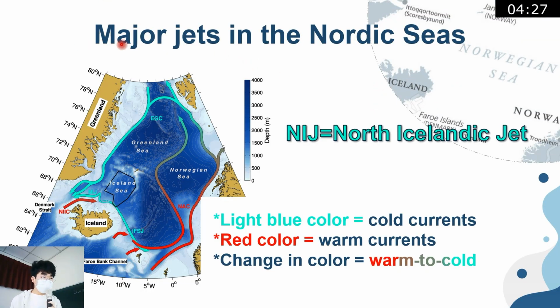So we have the major jets in the Nordic seas, which is the NIJ, the North Icelandic Jet. The red color is the warm current, and the light blue color means the NIJ is the cold current. And it is located here.